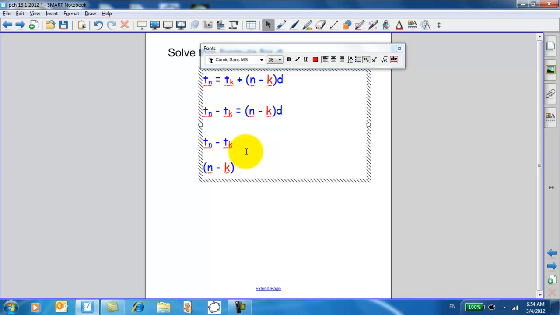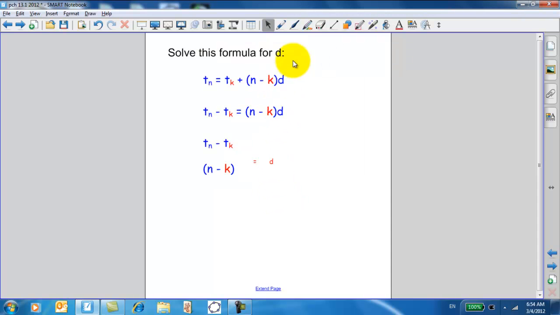And that should equal d. So now we've got a formula for the common difference. Let me just get a next division bar in there. T sub n minus t sub k over n minus k equals d. If this is looking familiar, it should. It looks a lot like f of x minus f of k over n minus k. It looks a lot like the slope formula, change in y over change in x. And that's what the common difference is.